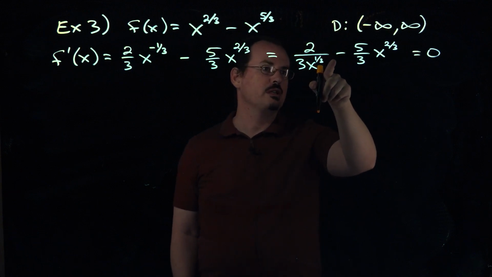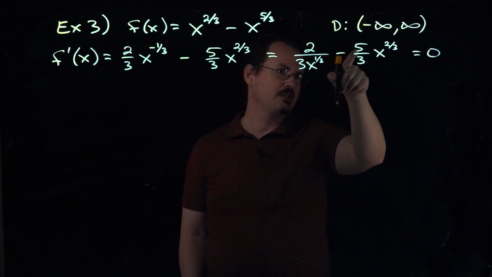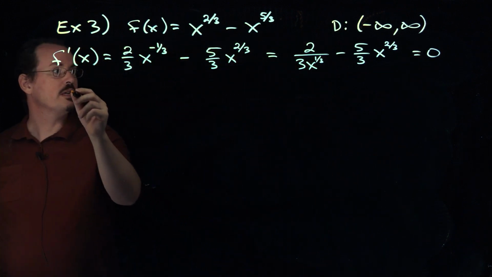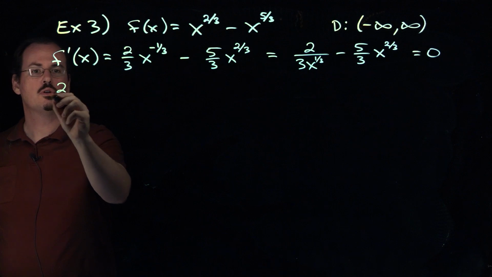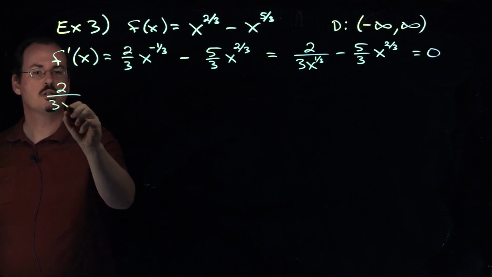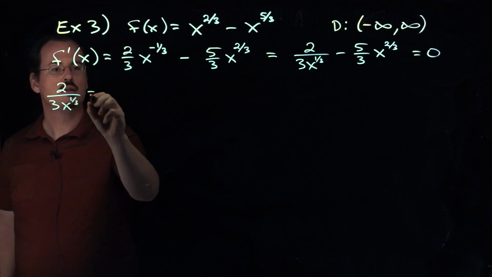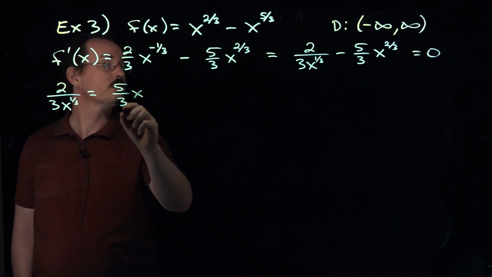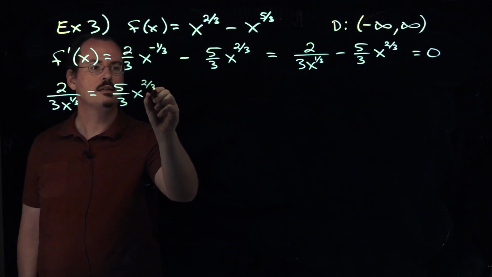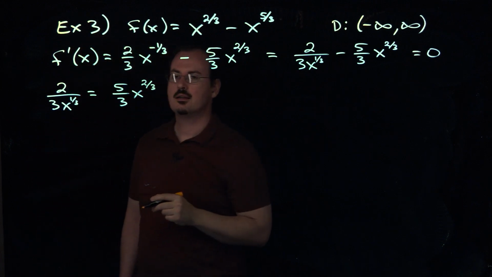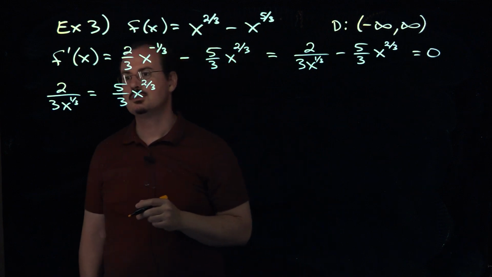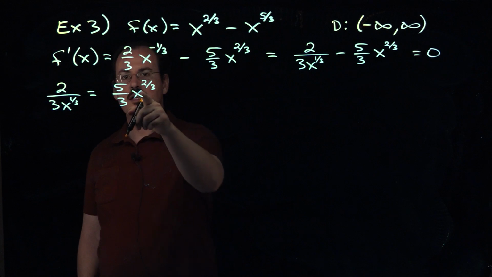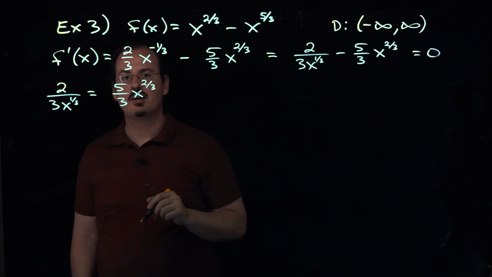Actually, that's a minus. I think the best way to solve this is just to simply move that over to the other side. So we get 2 over 3x to the 1/3 equals 5/3 x to the 2/3. Okay, and to solve this equation, I think cross-multiplying is the best way to go. In fact, that x to the 2/3, you could really put it up there with the 5.